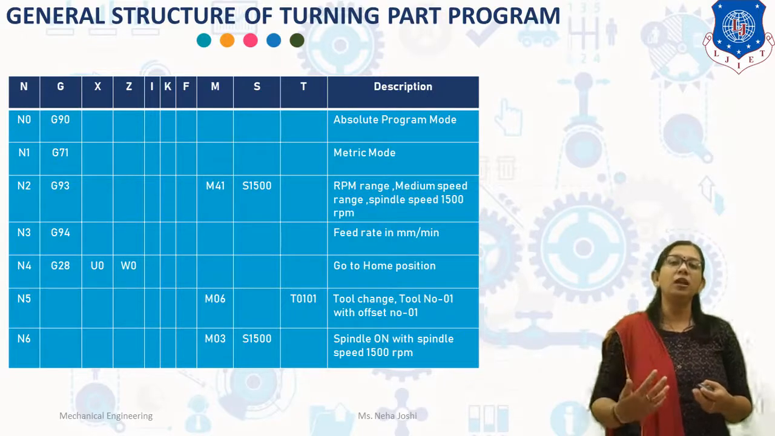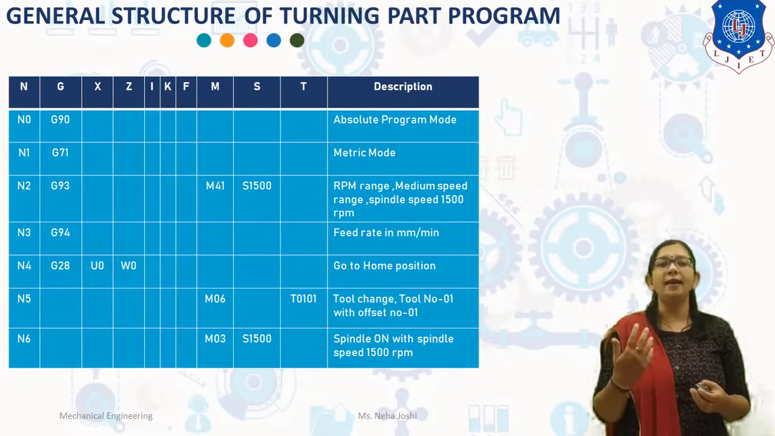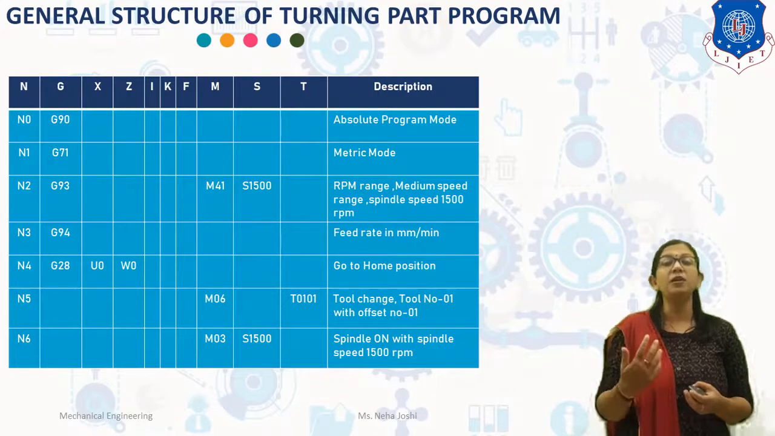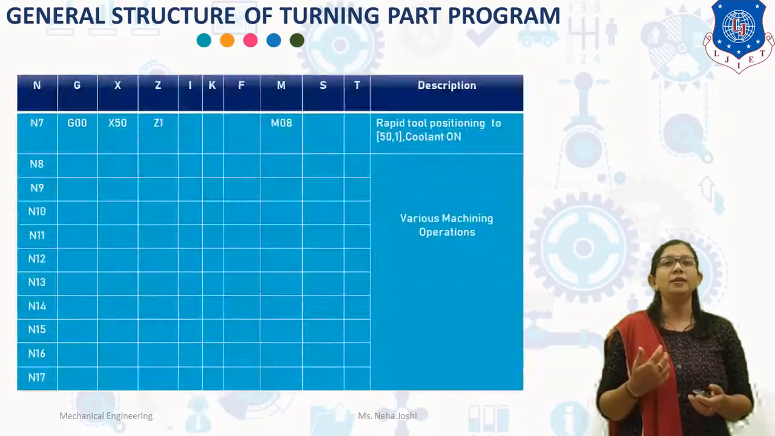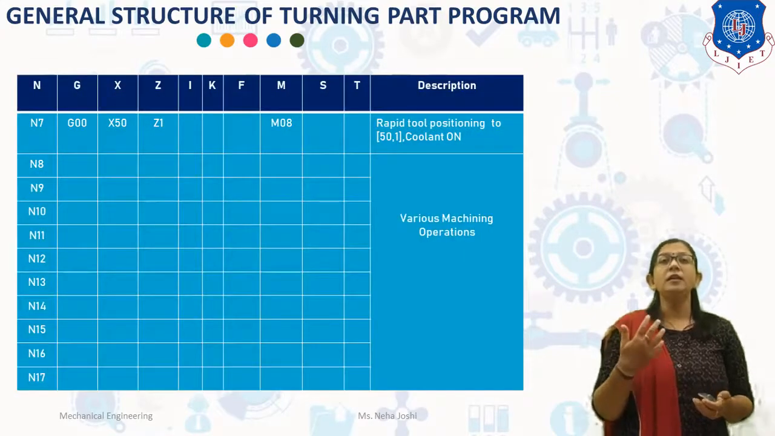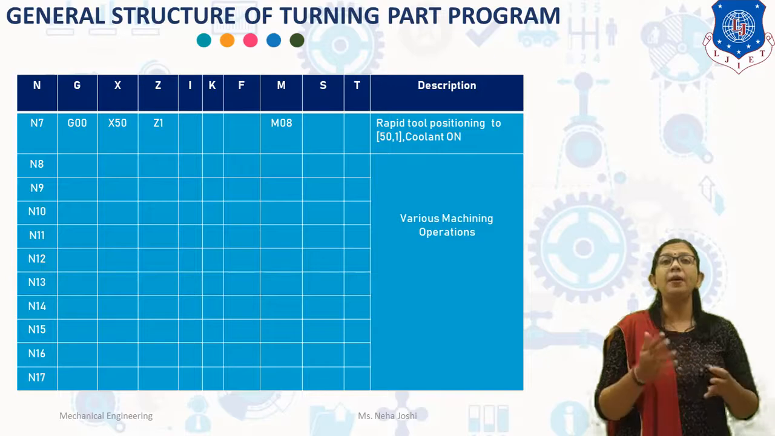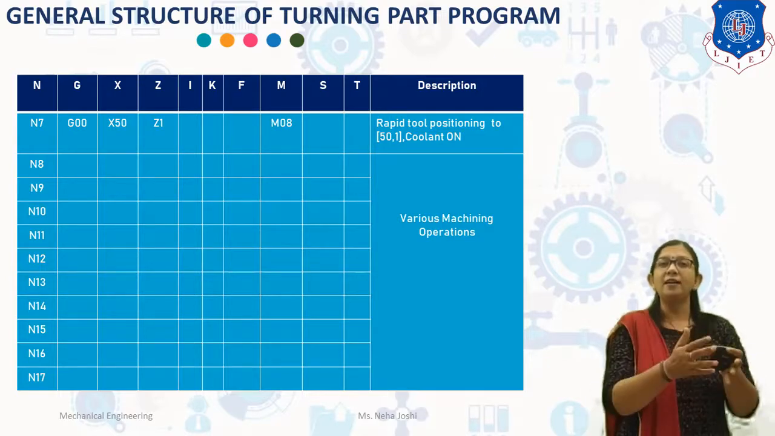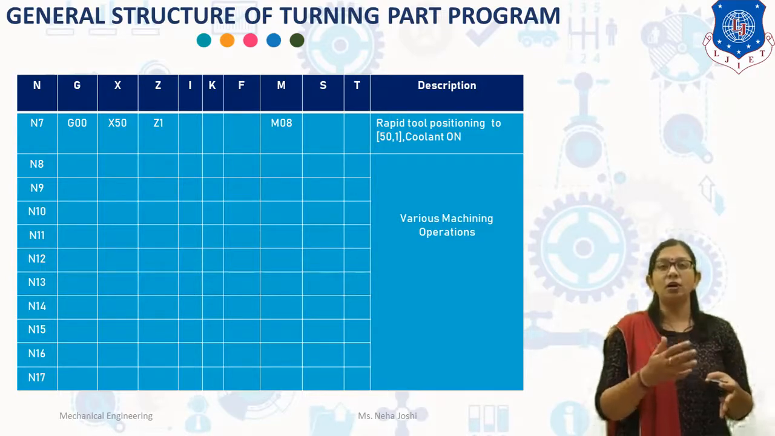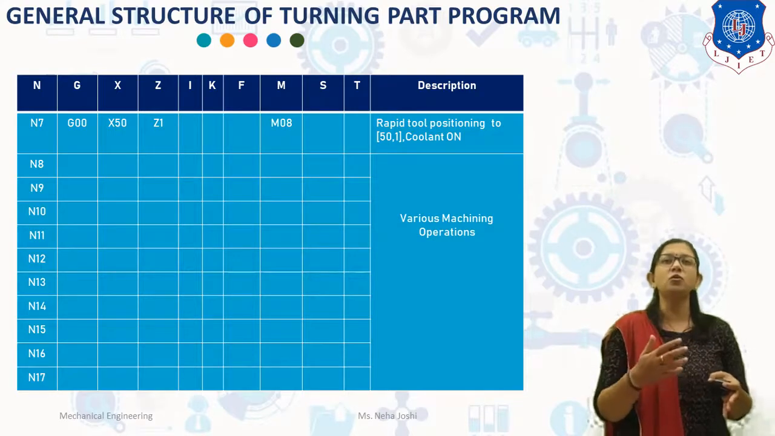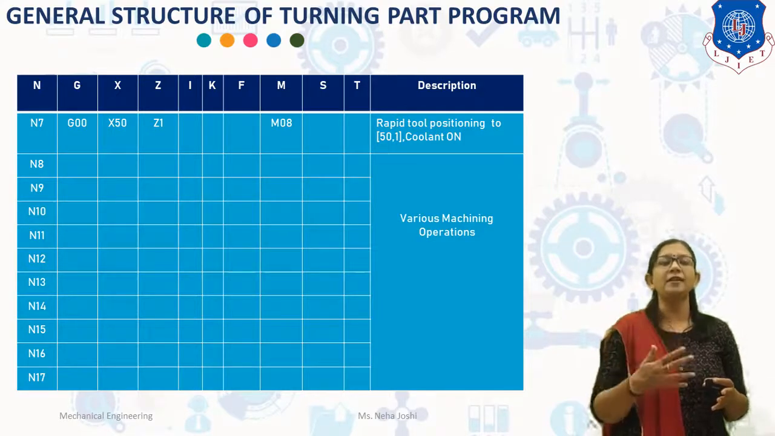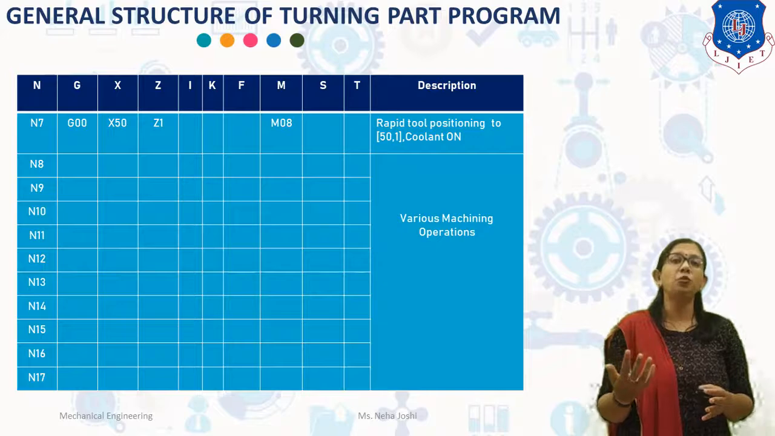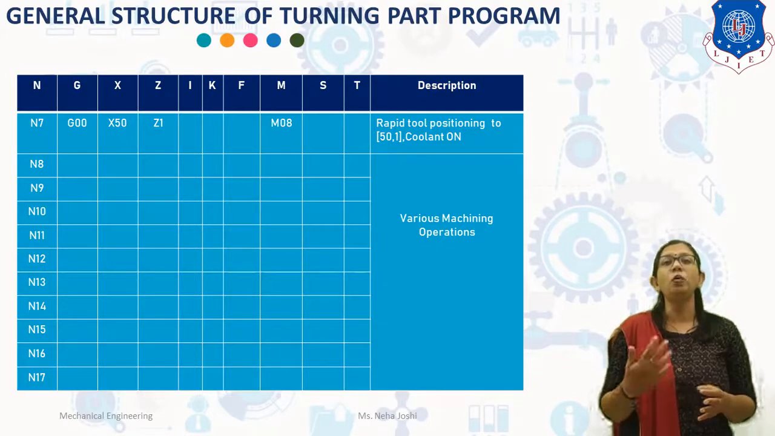Miscellaneous code M03 is used for turning on the spindle, and S1500 indicates that the spindle speed is 1500 rpm. Now next sequence is N7. G00 indicates rapid tool positioning. For the rapid tool positioning, G00 is used. Suppose the diameter of the flank bar is 50 mm. So position the tool at X coordinate 50 and Z1. M08 is used for turning on the coolant.